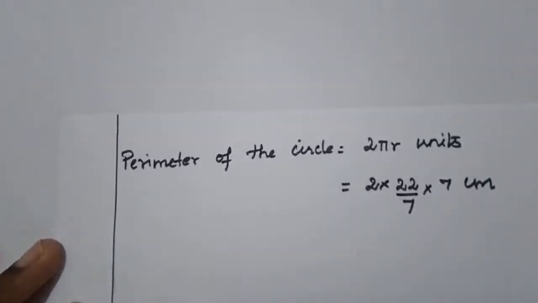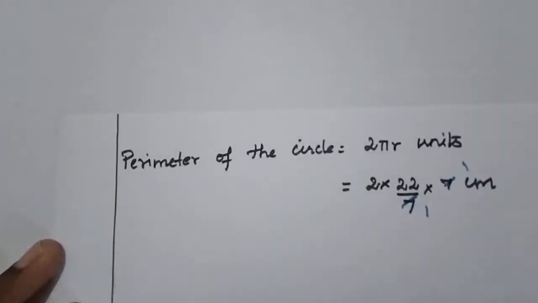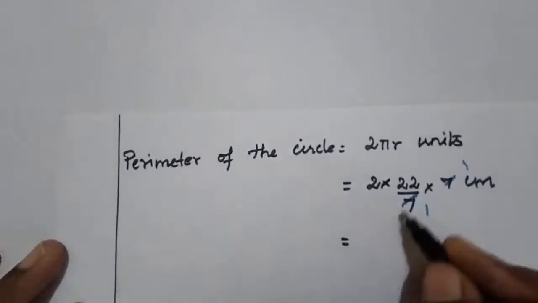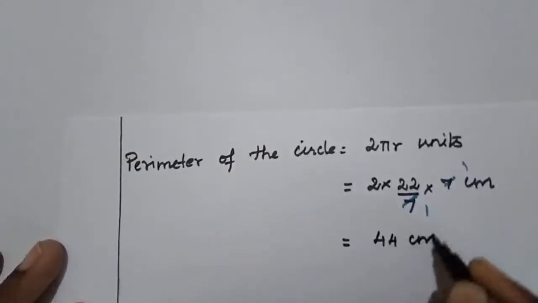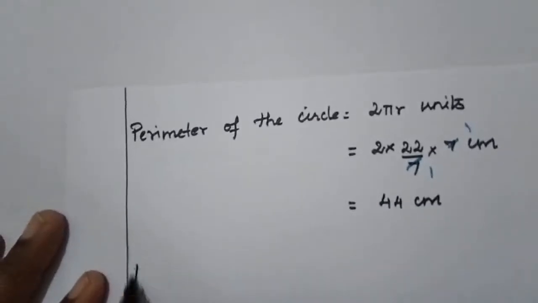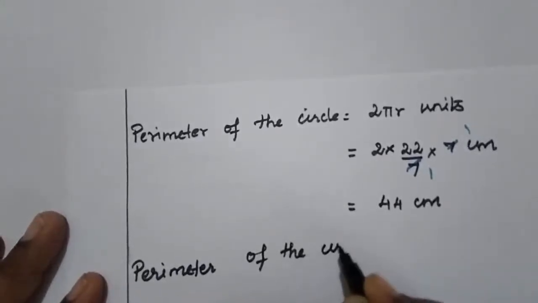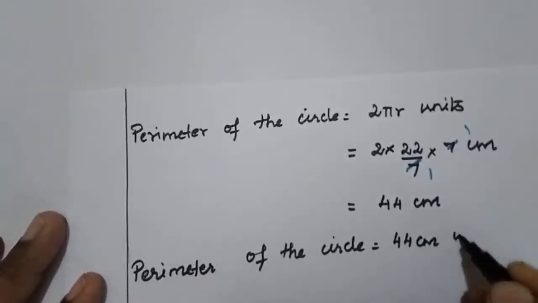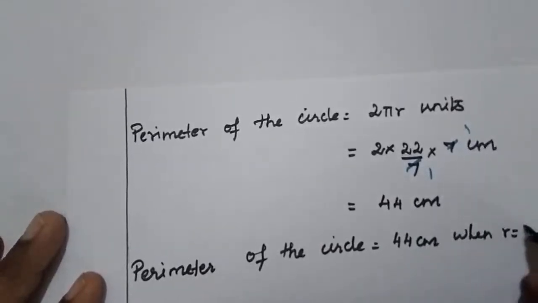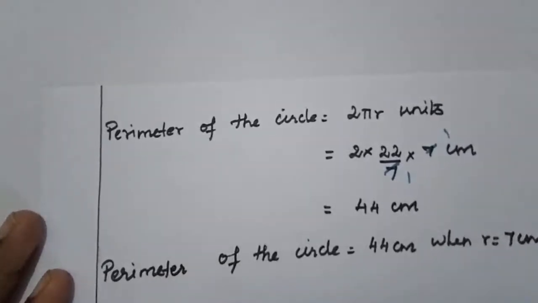Now you can cancel 7. 1 7 is 7 and here 1 7 is 7. So the remaining numbers are 2 into 22. What's the value of 2 into 22? It is 44 centimeter. So perimeter of the circle is equal to 44 centimeter when r is equal to 7 centimeter. Can you understand? Yes.